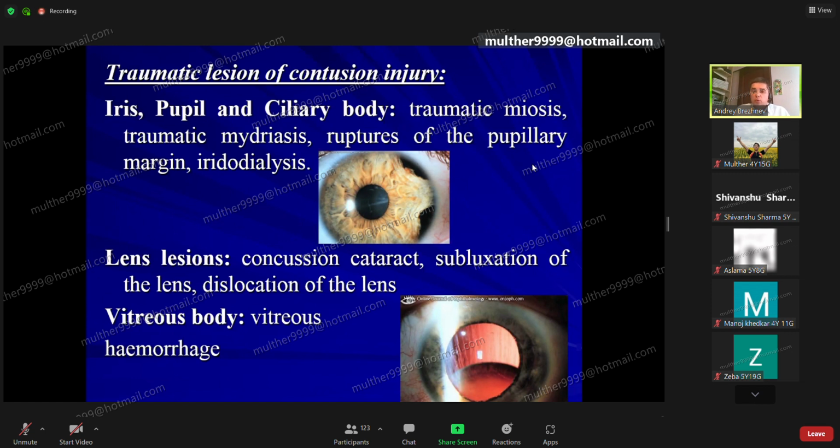And vitreous body. Vitreous, you know, it's a gel in the posterior part of the eyeball, which fills the posterior part of the eyeball, and vitreous hemorrhage, the so-called hemophthalmos. It's a total or partial detachment of the vitreous with bleeding into the vitreous cavity. Treatment also depends on the etiology and severity of these changes.